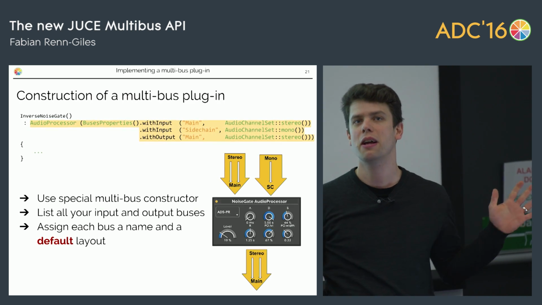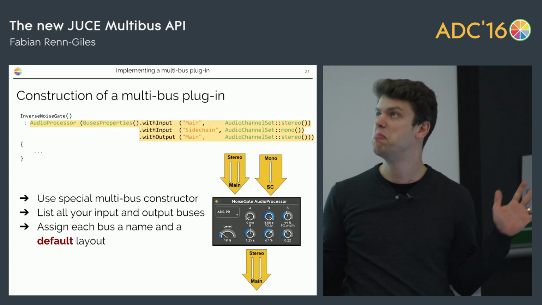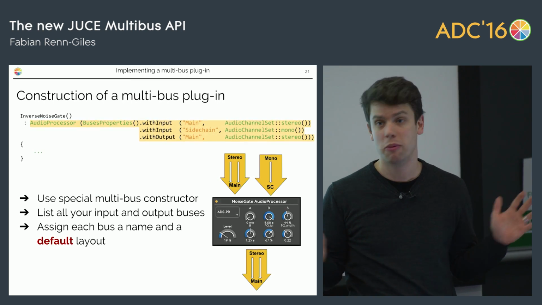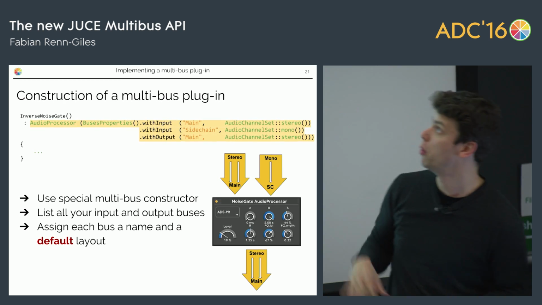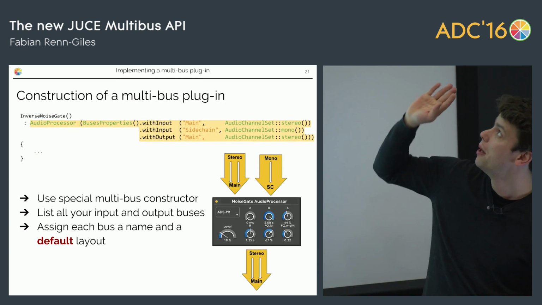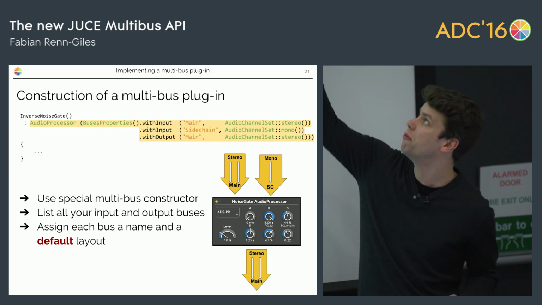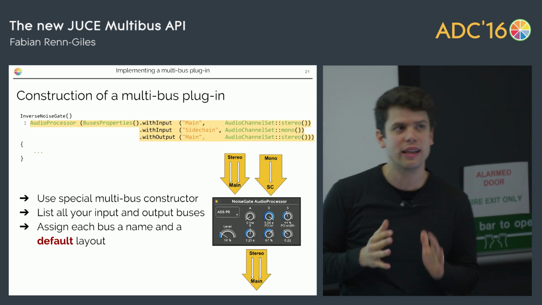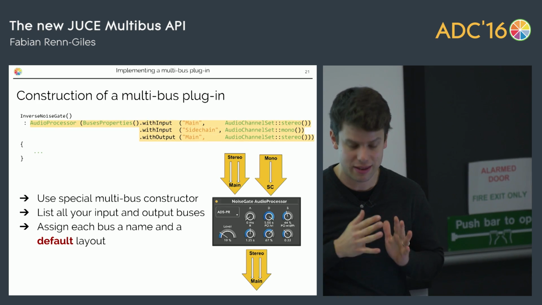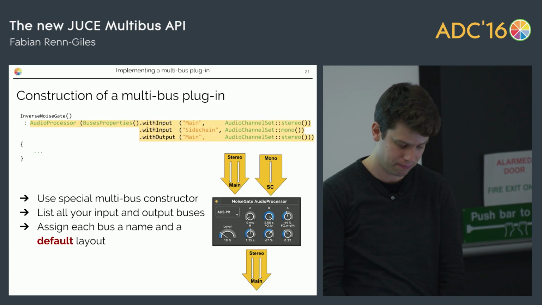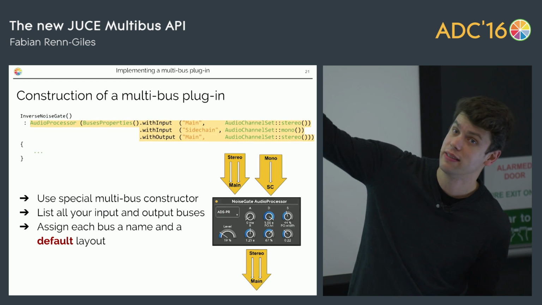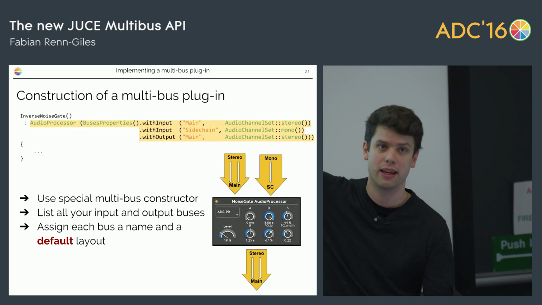This is just telling the host, hey, this is maybe a good set you want to use, but the host can change that. The host can request any layout it wants. But we'll talk a bit more about that later. So please don't confuse this default layout with the only layout that your plugin can have. This is just the default, just an indication of what might be a useful layout for your plugin. The really important thing here is the number of buses you're adding and the names.